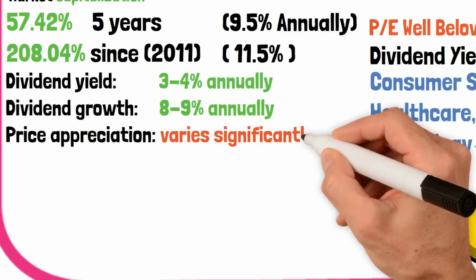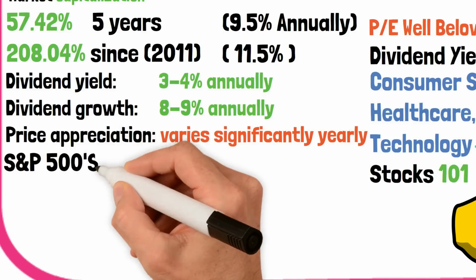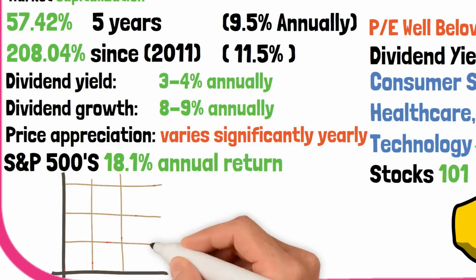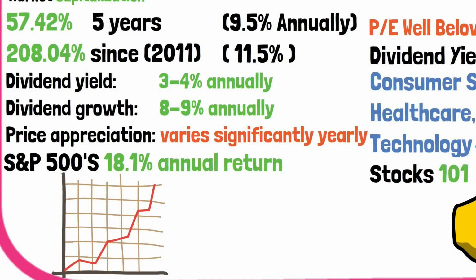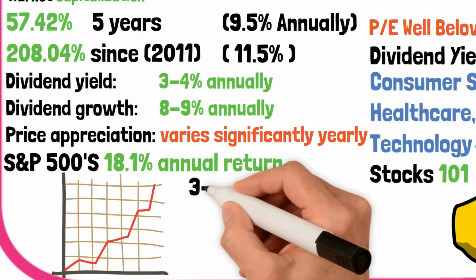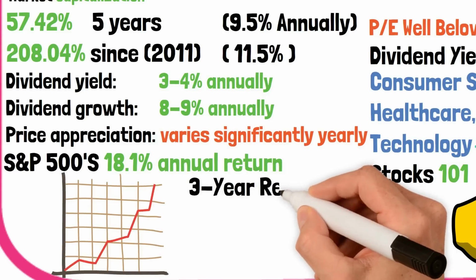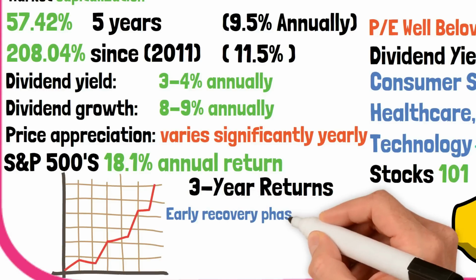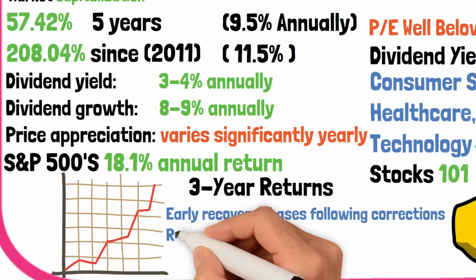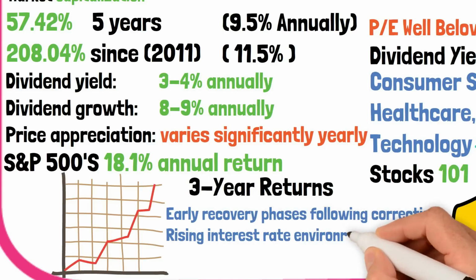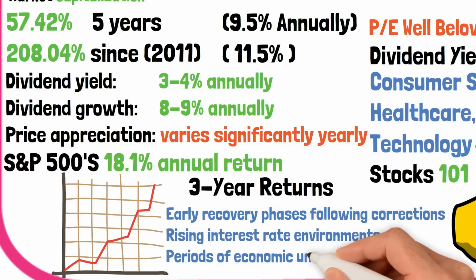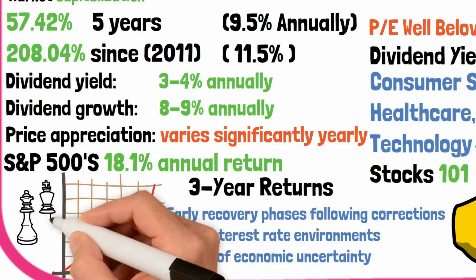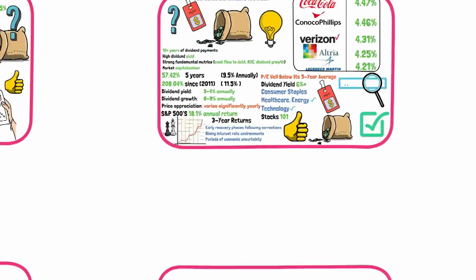Compared to the S&P 500's 18.1% annual return over 5 years, SCHD has recently underperformed. However, during market downturns and early recovery phases, SCHD has shown stronger relative performance. Analyzing rolling 3-year returns shows SCHD tends to outperform during early recovery phases following corrections, rising interest rate environments, and periods of economic uncertainty. This pattern suggests strategic timing for targeting undervalued components within SCHD.